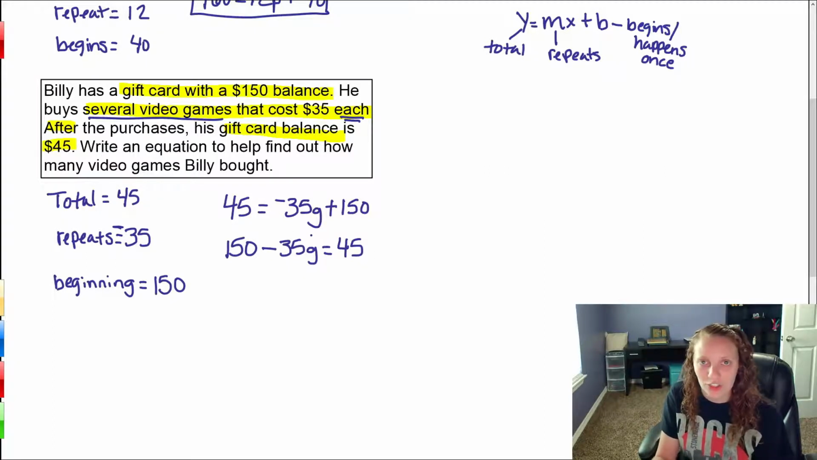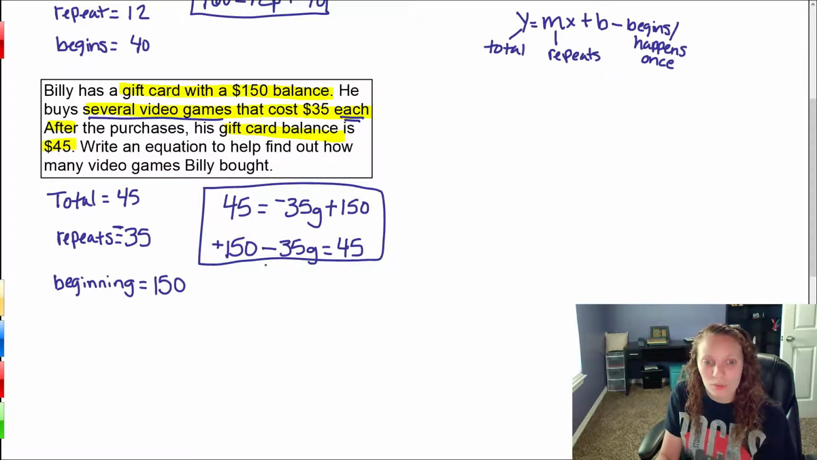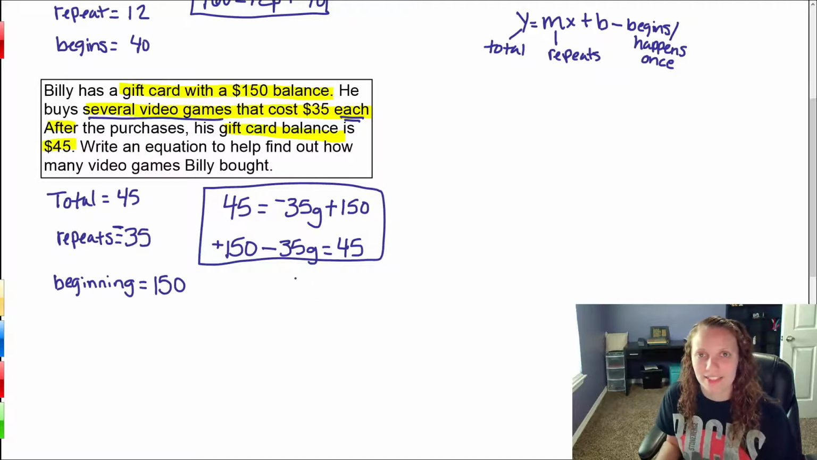Both of these equations are correct. If you notice, equals 45 is still there. 45 is still by itself. The 35 is still negative and with the G, or minus 35G. And then 150 is positive, and 150 is still positive over here, because remember the symbol goes out in front of the number. So both 150s are positive. Both of these equations are right. It's just two different ways of thinking through it. So it does not have to be in this exact order, y equals mx plus b. You can flip it around to make it make more sense.